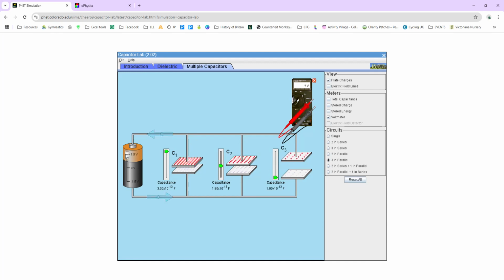If we turn it right up, we can see that this relationship stays the same. If we look at the voltages, we see that this is equal to the cell, as is this one, and as is that.